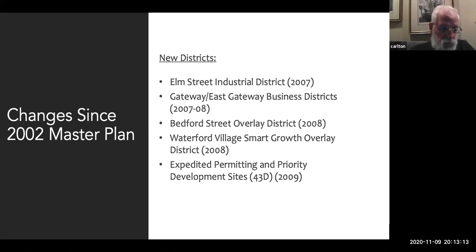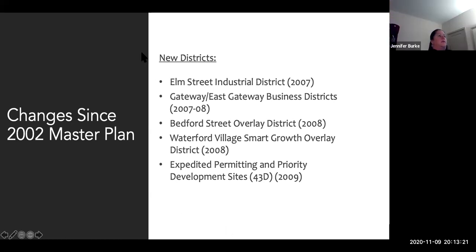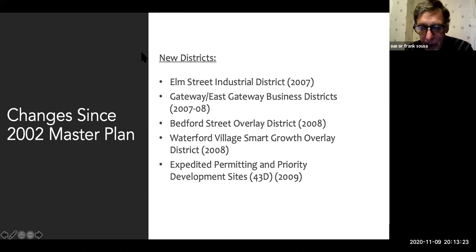Okay, thank you. Good points. Anybody else? Oh, Frank, yes. Go ahead, Frank. We hear so much about the gateways. What does the term gateway really mean?